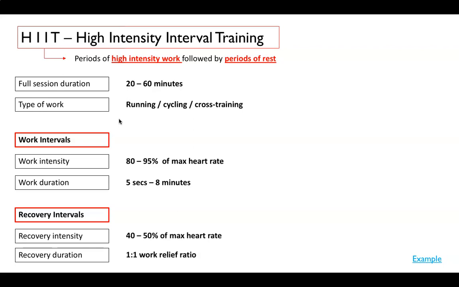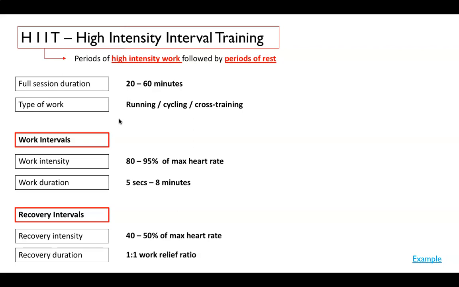So if I did a work interval for 4 minutes and then my recovery interval was 4 minutes, that's 8 minutes. I'd have to do that again, which is 16 minutes, and I'd probably have to do it again to hit that between 20 and 60 minute full session. So the full session is between 20 and 60 minutes. Work intervals are 80 to 95% of heart rate max for a duration of 5 seconds to 8 minutes, anywhere between that. And then our recovery intervals are at 40 to 50% of our heart rate max, and the duration of our recovery is a 1-to-1 work relief ratio.